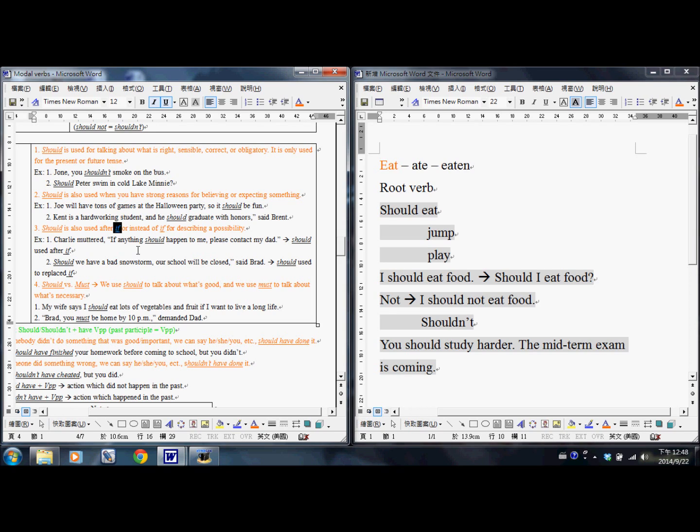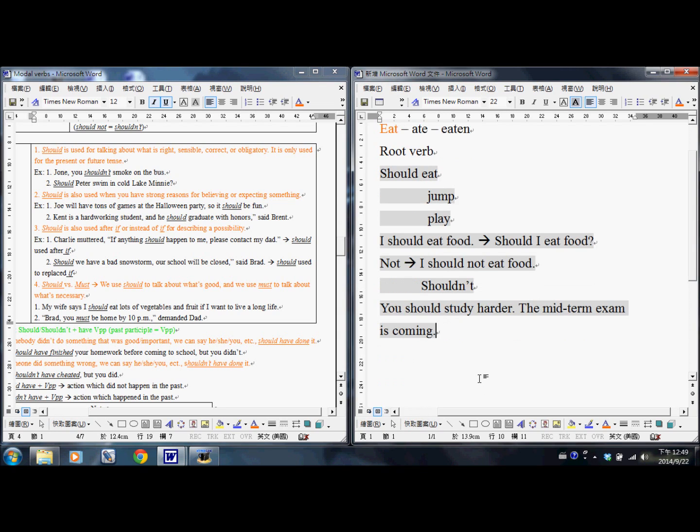It means that if anything happened to me, please contact my dad. So we use should after if to describe a possibility. Or we can use should instead of if, like sentence number two. Should we have a bad snowstorm, our school will be closed. So it means if we have a bad snowstorm. So we use should to replace the word if.